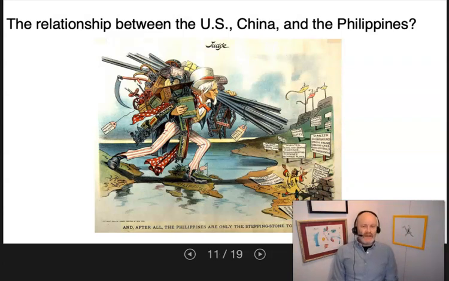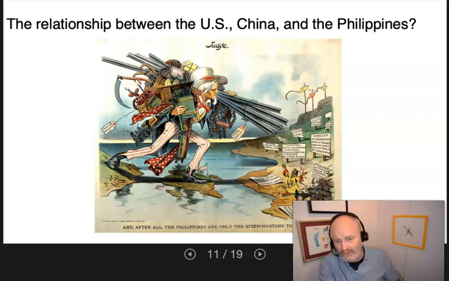So what does this have to do with the Philippines? Spanish-American War happens. The United States acquires the Philippines. The United States isn't particularly interested in selling stuff to the Filipinos. The Philippines is a stepping stone to China. That's the word you see here in the cartoon. After all, the Philippines are only a stepping stone to China. That is the phrase, right?